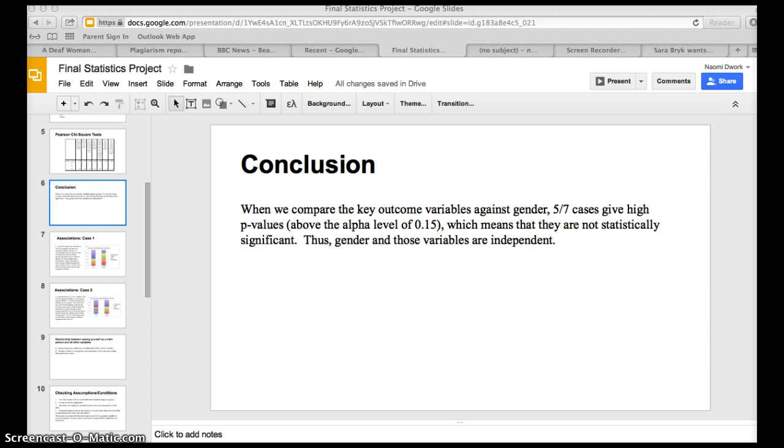So looking at the graph above, all of the variables that we didn't mention give high p-values. Sorry, Mr. Kelly, I didn't finish. So above the alpha level of 0.15, which means that they are not statistically significant. So it means that gender compared to all those other variables are independent.